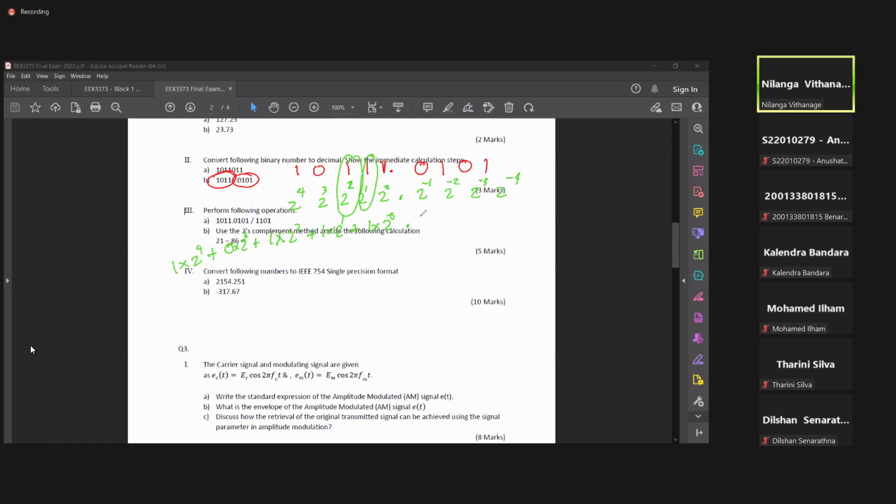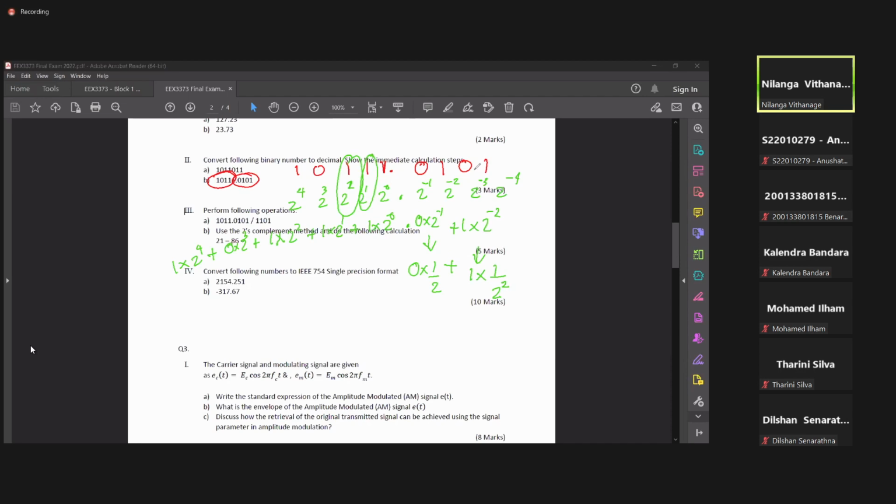Right. This one, 0 multiplied by 2 to the power minus 1. This is 0 multiplied by 1 divided by 2. Right. 2 to the power minus 1 means you can put this one in the bottom, so you can remove this minus mark. Right. Plus 1 multiplied by 2 to the power minus 2. Again, this one you can write as 1 divided by 2 to the power 2.